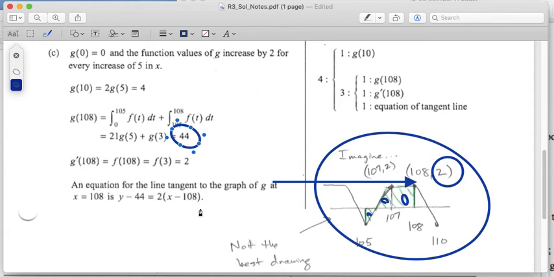Now I have a point and a slope. Here is the slope. Remember, we read that off the graph. And there's the y-coordinate of the point. There's the x-coordinate of the point. Point-slope form.